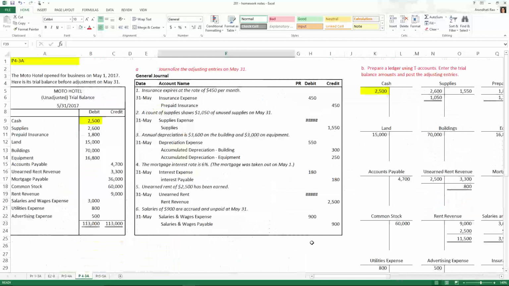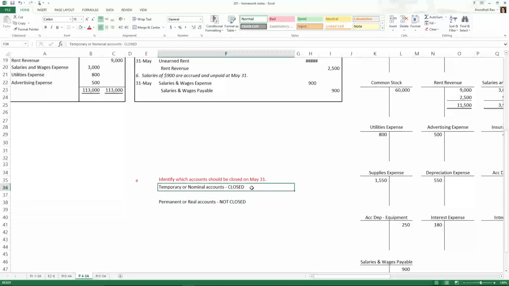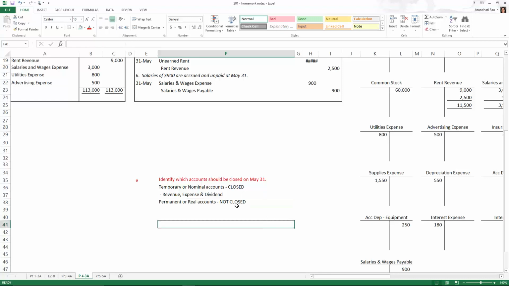And as we just discussed, we close all the temporary accounts, which again, just to go over, are all your revenue accounts, all expense accounts, and dividend accounts. All of these are closed at the end of a period. Your permanent or real accounts are not closed. They are what will become the beginning balance for the next period.